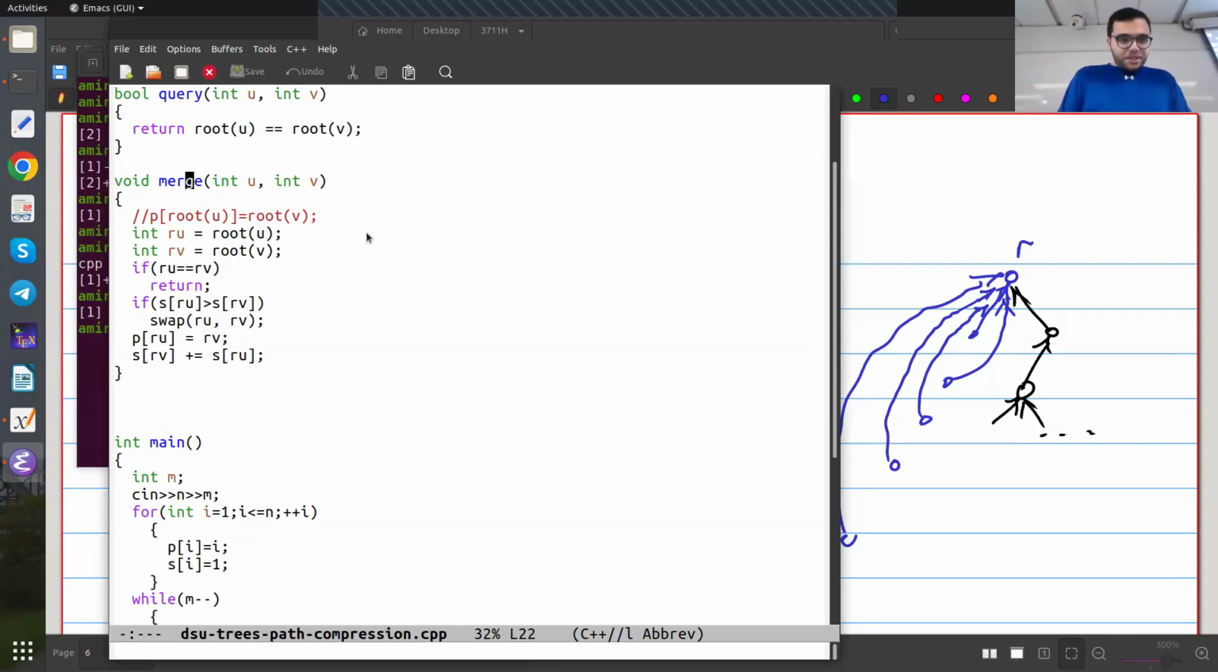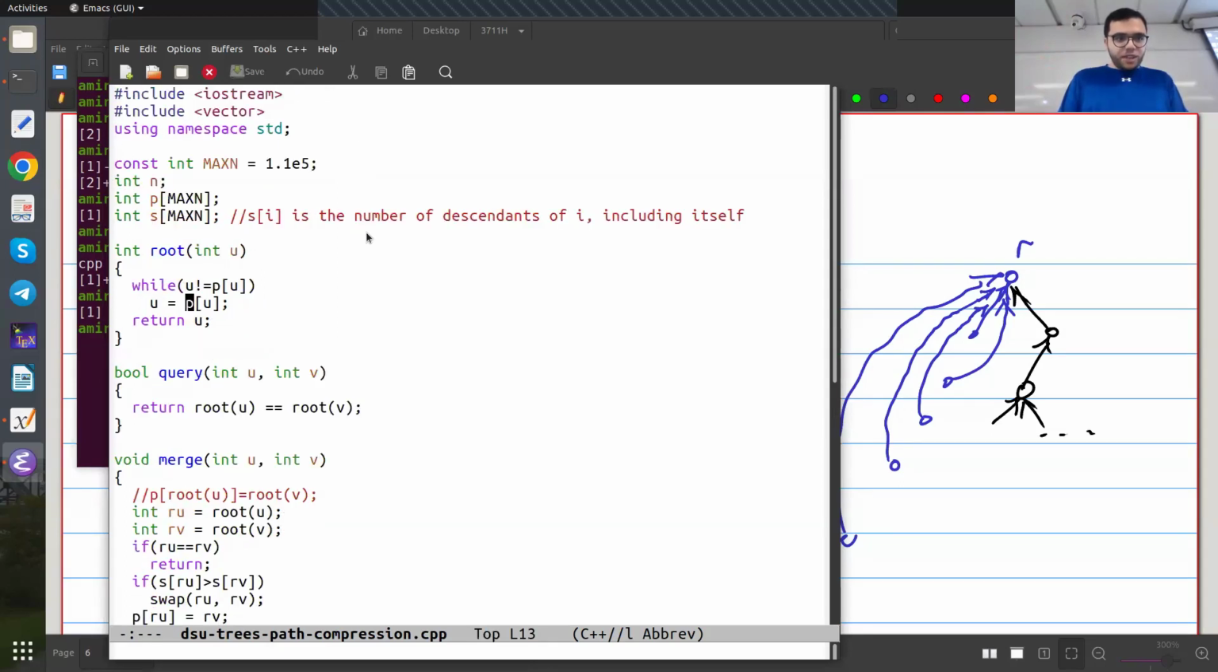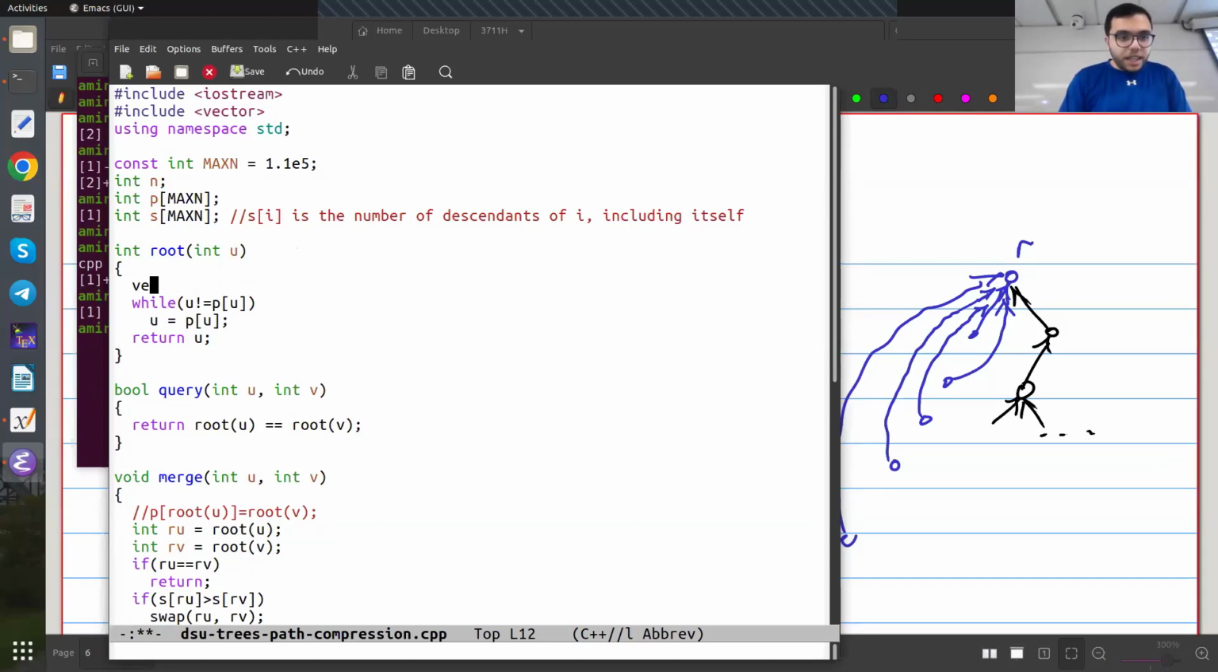So here's what I'm going to do here. I'm just going to say every time that I find the root of u. Now, previously, I wasn't saving anything. I was just starting at u and going up the tree. Now I want to save all the vertices that I'm seeing on the way so that I connect all of them directly to the root. Okay. So let's say I have a vector, and this is all the vertices that I'm seeing in the path from the vertex u to the root.